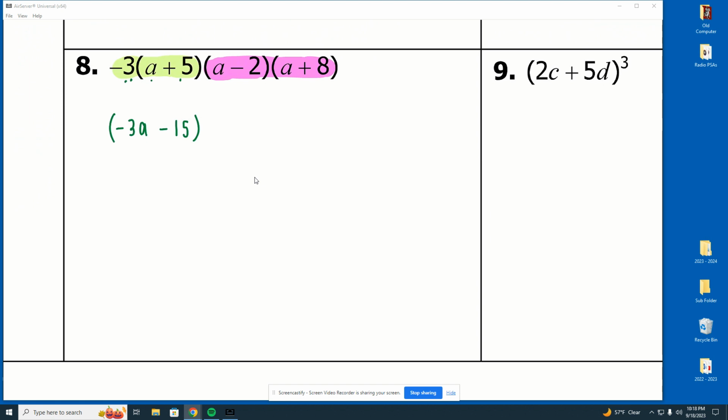Let's multiply now a times a. Well, that's going to be a squared. A times positive 8. That's positive 8a. Negative 2 now times a. Negative 2a. And then negative 2 times positive 8 is negative 16. Now, I know you guys see that these both have an a, and hopefully you're all using a pencil. What is 8a minus 2a? Well, that's 6a. So I'm just going to erase this and make that a plus 6a.